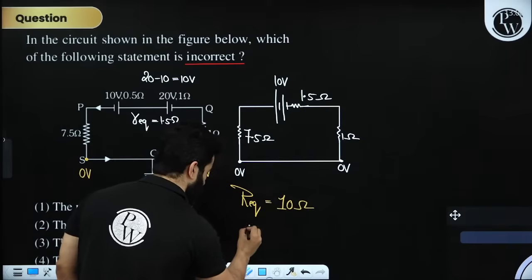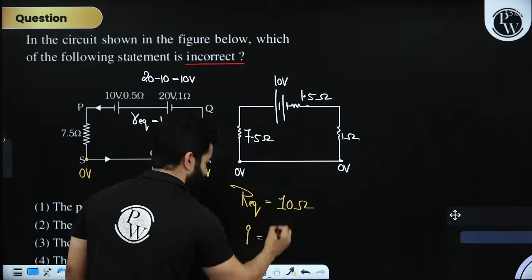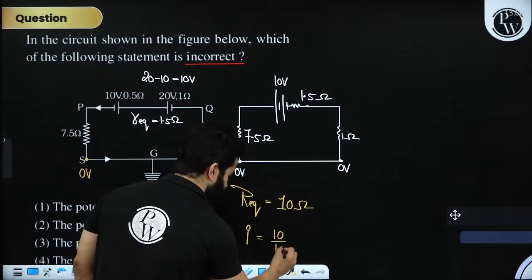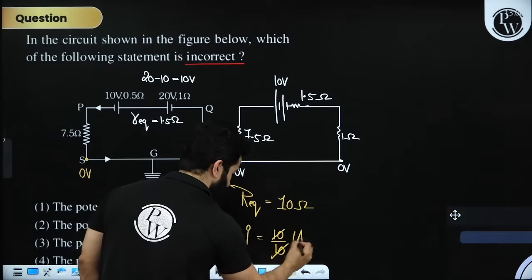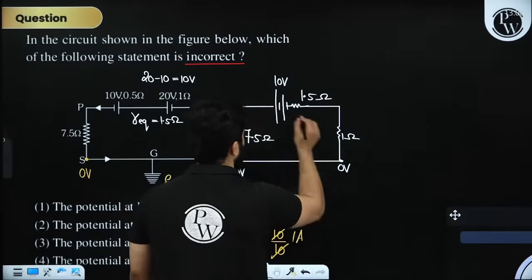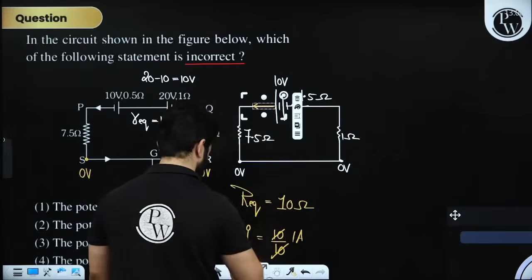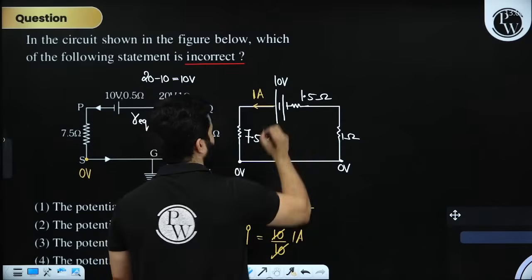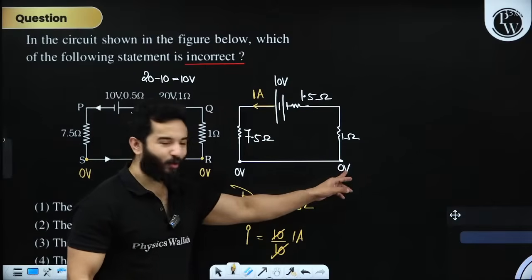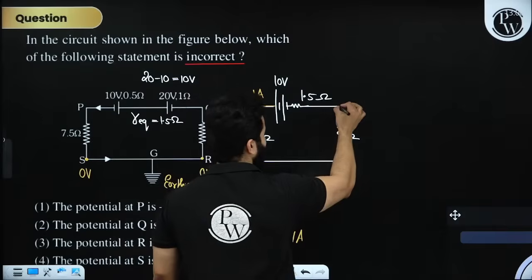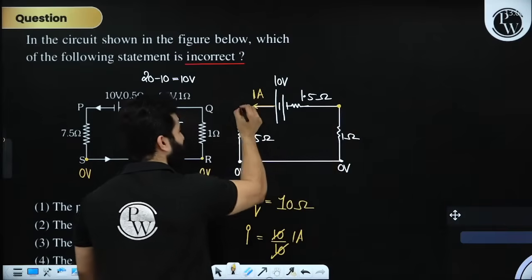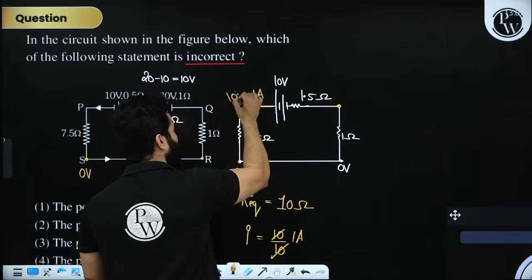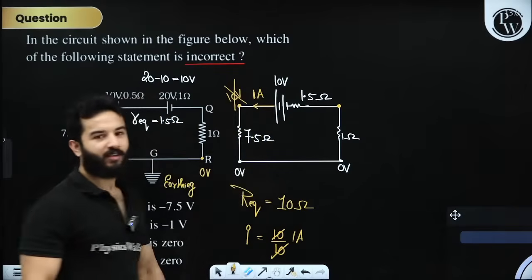So current flowing in the circuit will be net EMF divided by net resistance, that is 1 ampere. So current is flowing in this direction, that is 1 ampere. Now pay attention. If this is 0 volt, this can't be 0 volt. Okay? This can't be 0 volt. So don't write this thing as 10 volt. This would be absolutely wrong.